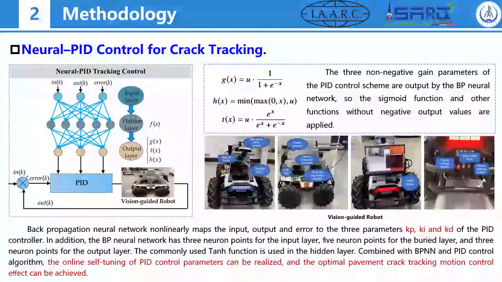Neural PID control for crack tracking. The BP back propagation neural network non-linearly maps the input, output, and error to the three parameters KP, KI, and KD of the PID controller. In addition, the BP neural network has 3 neural nodes for the input layer, 5 neural nodes for the hidden layer, and 3 neural nodes for the output layer. The commonly used tanh function is used in the hidden layer, combined with the BP neural network and PID controller algorithm. The online self-tuning of PID control parameters can be realized, and the optimal pavement crack tracking motion control effect can be achieved.